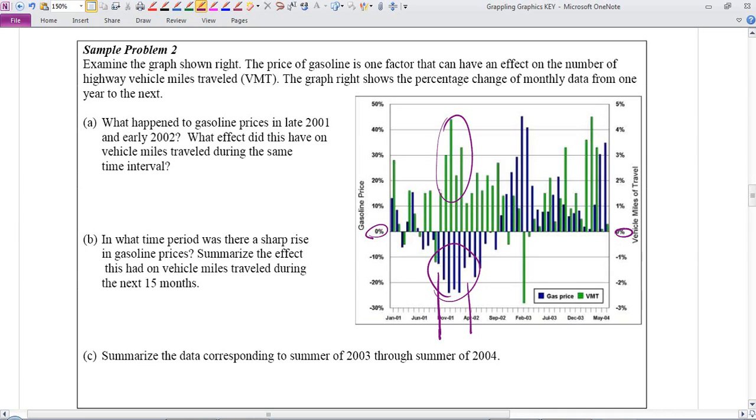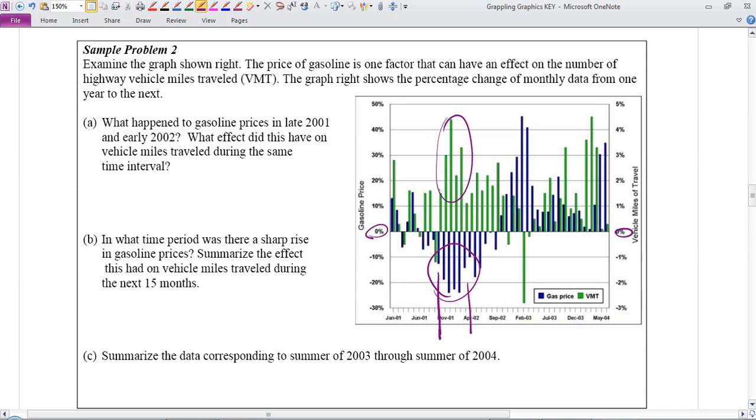And then in part B, in what time period was there a sharp rise in gasoline prices? Summarize the effect this had on vehicle miles traveled during the next 15 months. So the next 15 months.